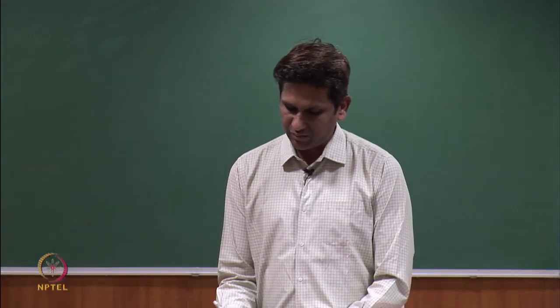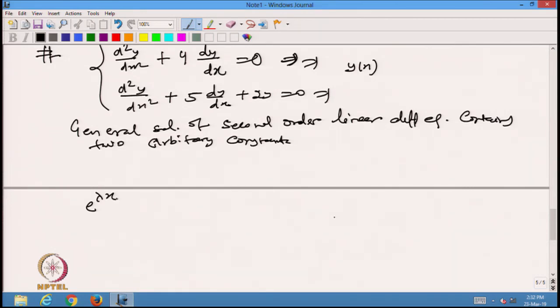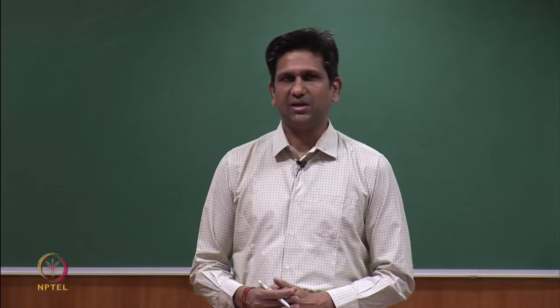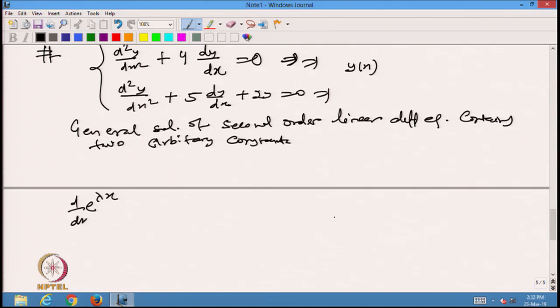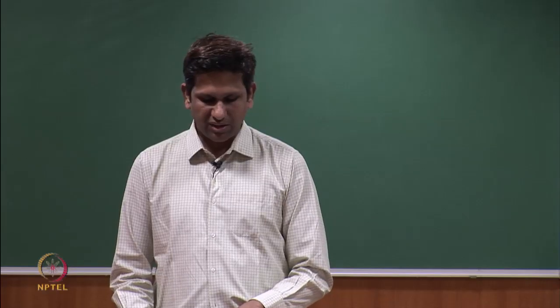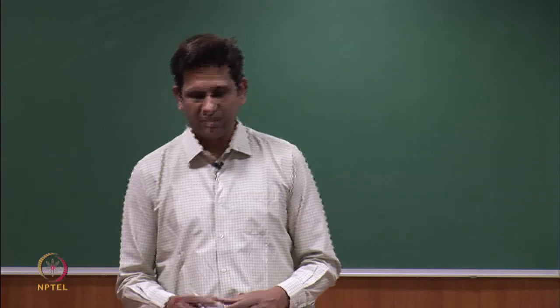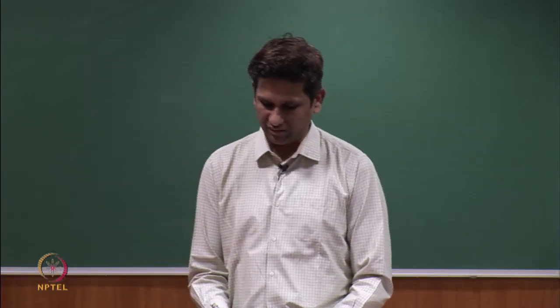So, I take the exponential function e^(lambda x). The exponential function has a derivative of the same form. If I take the derivative of the exponential function, it will be lambda e^(lambda x), where lambda is any scalar. Taking the second derivative of e raised to power lambda x, I get lambda square e^(lambda x). So, whenever we take the derivative, this function is multiplied by the value of lambda. It means this function can be the solution of this equation.